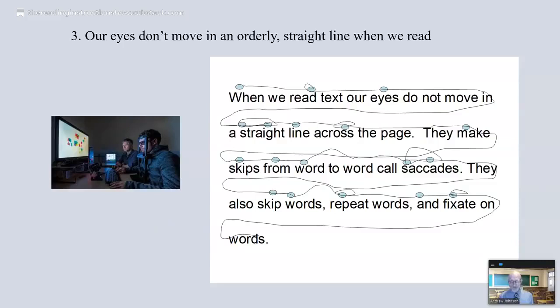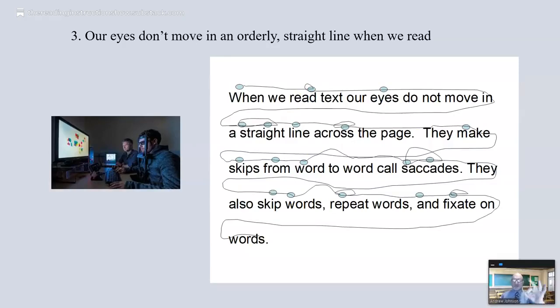Number 3, that doesn't mean we shouldn't teach vowel sounds, but let's get a little perspective here. Our eyes do not move in an orderly line from left to right when we read. They make jumps and skips. The jumps are called saccades. We go back, which is called regressions. The place where we stop on a word, that's called the fixation. And we can only perceive those things we fixate on.